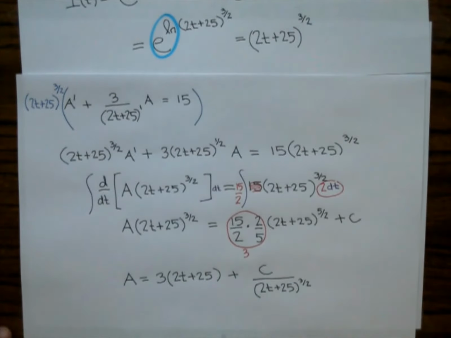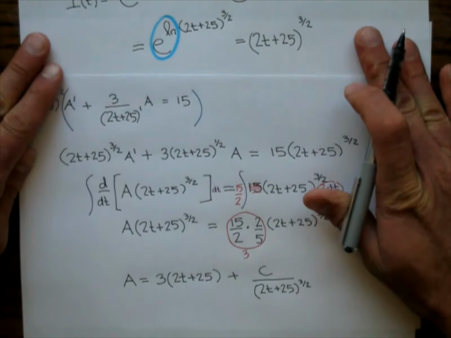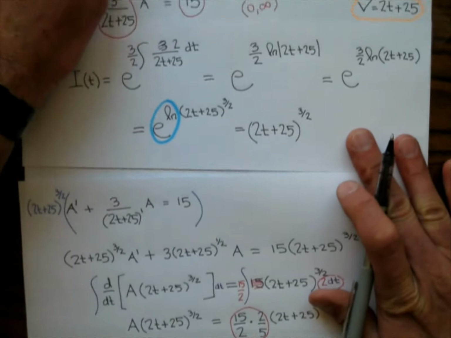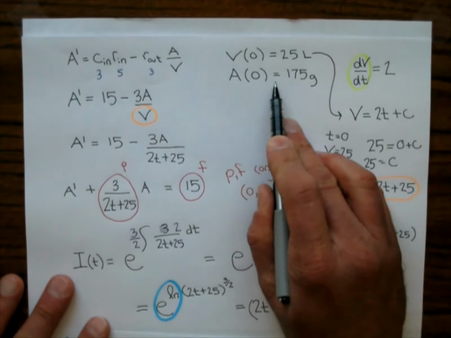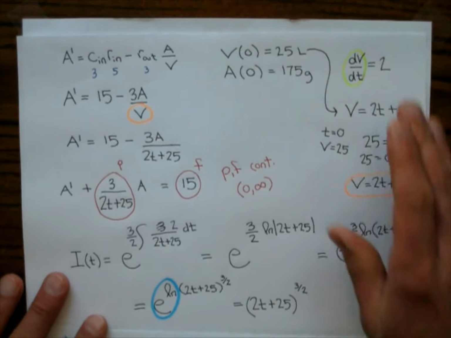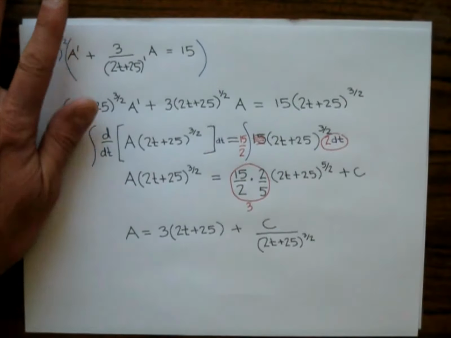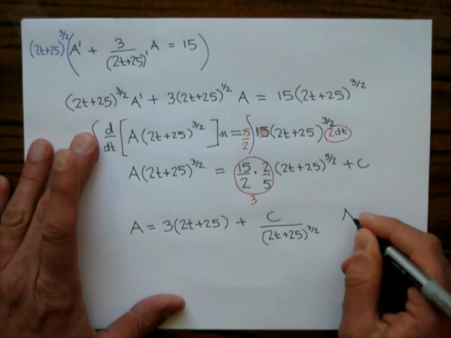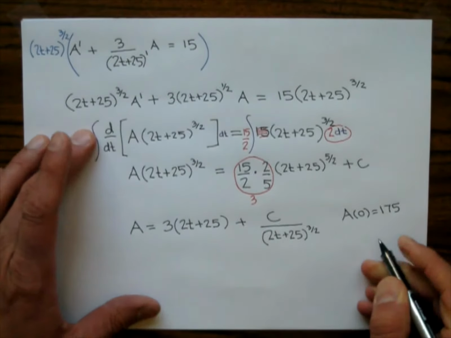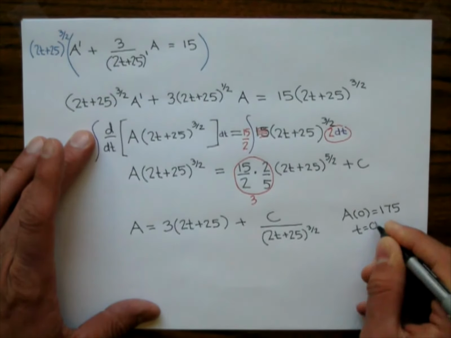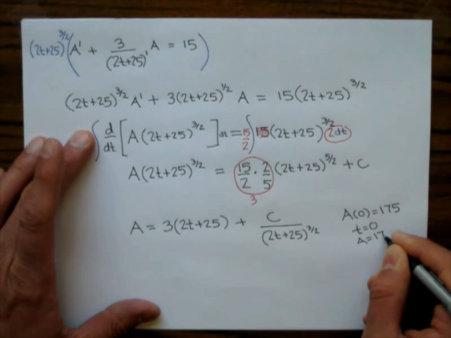Now we might say, hey, we found the answer for the amount of salt, but look what we have in it. We have a C. We don't like that C. So come back in time with me. We're going to look at this: A of 0 equals 175. I'm going to write that down right here. A of 0 equals 175. That means when time is 0, the amount is 175.